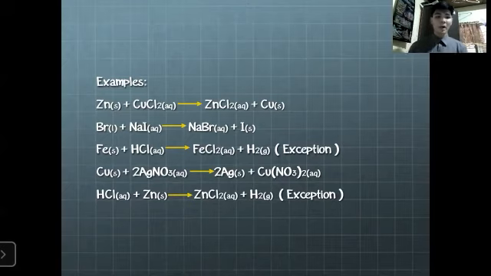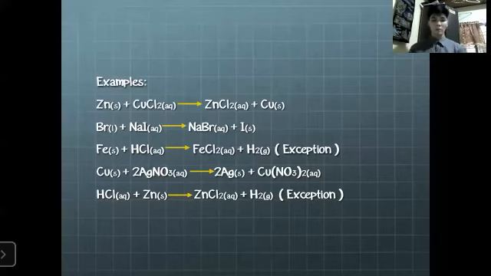Number 3, iron plus hydrogen chloride yields ferrous chloride plus hydrogen gas. As you can see in this situation, iron replaced hydrogen in the chemical compound. So it is an exception because hydrogen is a non-metal and can be identified as solid and gas. So it is an exception. Moving on, you can view these two examples later.